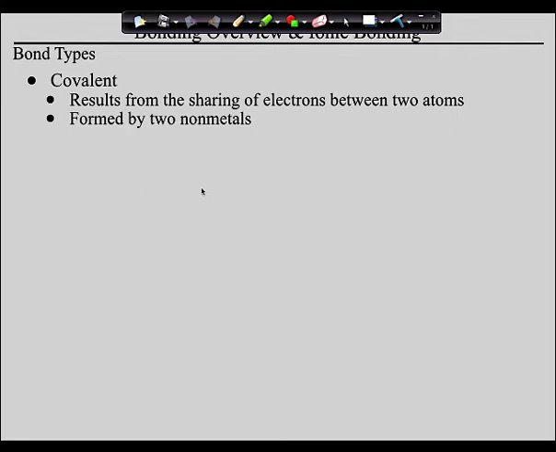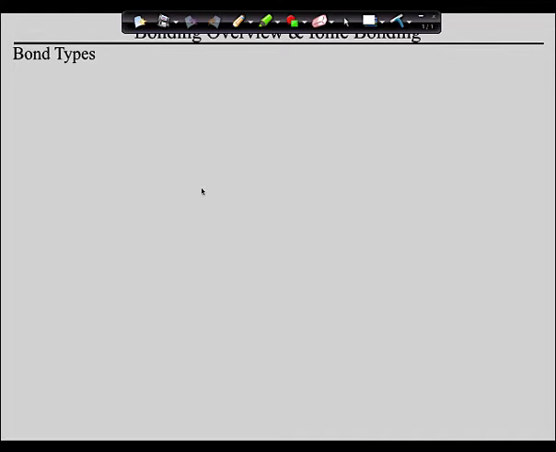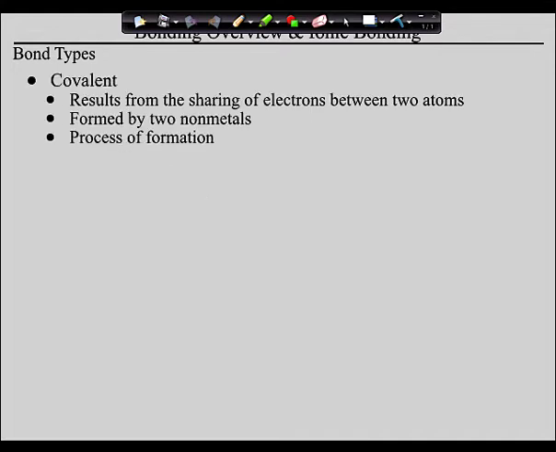So guys, this happens when we have nonmetals come together. And the way that these form is first of all through a process called hybridization. We have not yet talked about this. It will be a part of what we're doing today, or not today, but this unit. Hybridization is then followed by the sharing process, which then leads to the formation of covalent bonds.